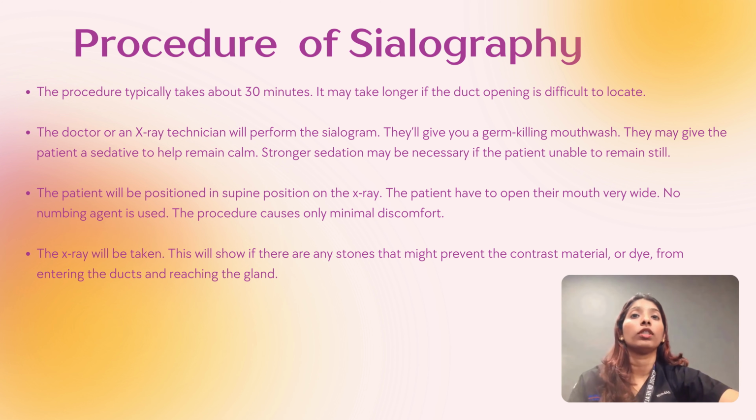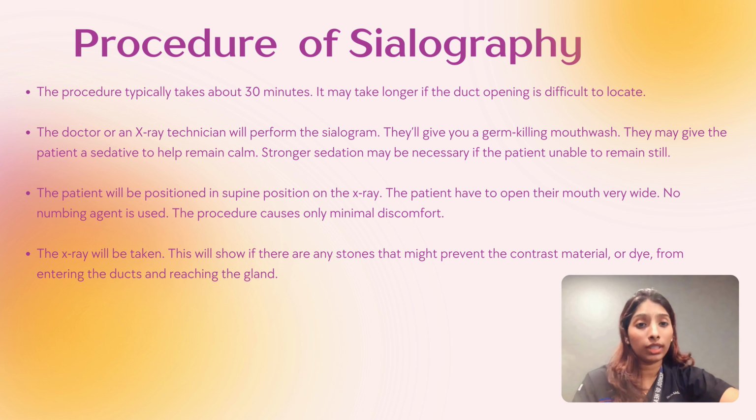For the procedure of sialography, it typically takes about 30 minutes, and it may take longer if the duct opening is difficult to locate. The doctor and the X-ray technician will perform the sialogram. They will start the procedure by giving a germ-killing mouthwash.